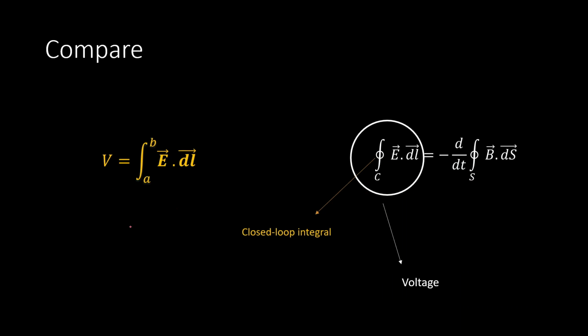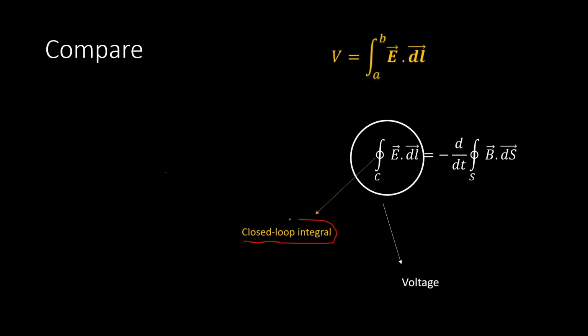Okay, let's compare what we have here. V is equal to the finite integral from A to B of E dot dl, and the right-hand side of the Maxwell equation we want to get. Clearly, there's a difference. Where's this circle? Okay, the circle means a closed loop integral.